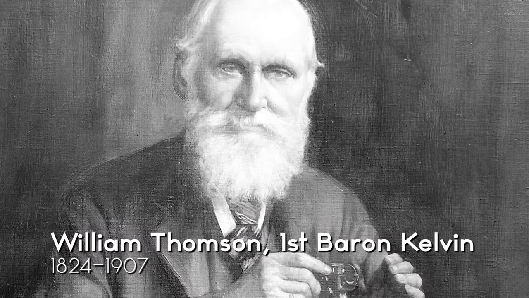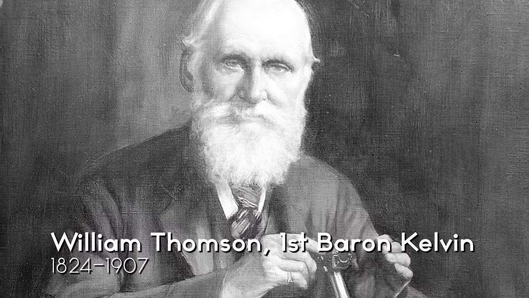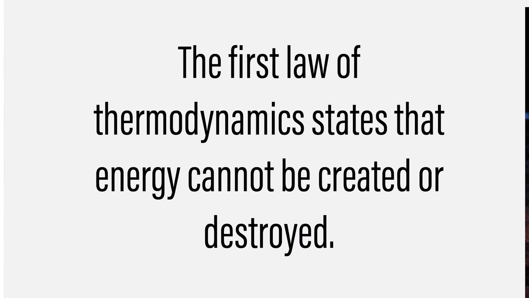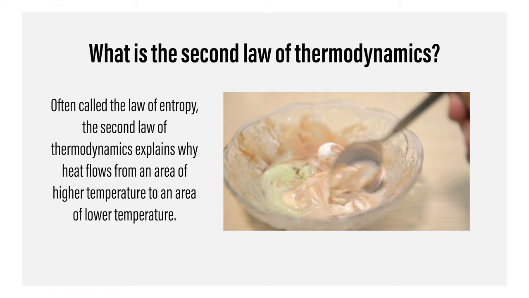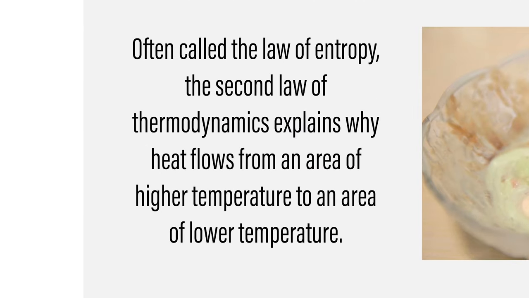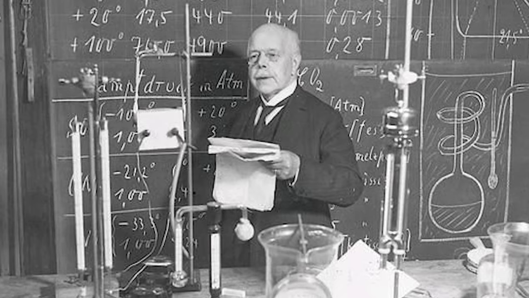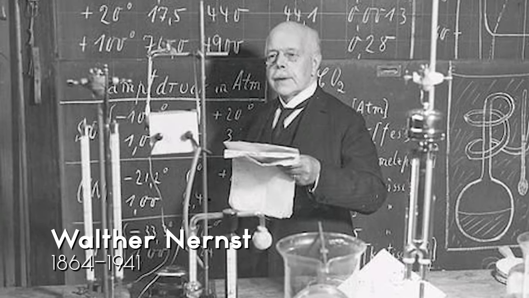The first two laws were created in the mid-1800s and published in about 1850 by two different people. The first was William Thomson, also known as First Baron Kelvin, and Rudolf Clausius. These first two laws explain how heat, which is energy, is transferred. It's not created or destroyed. The third law of thermodynamics wasn't written until 1906 by Walther Nernst.